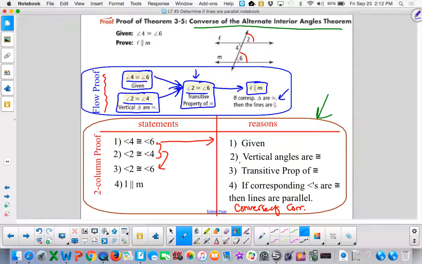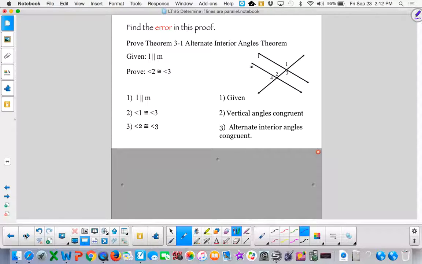So that's the difference between a flow proof and a 2-column proof. Feel free to try out a flow proof if you'd like. It is not necessary though. Pause the movie, see if you can find the error in this proof, and then press play when you're finished.